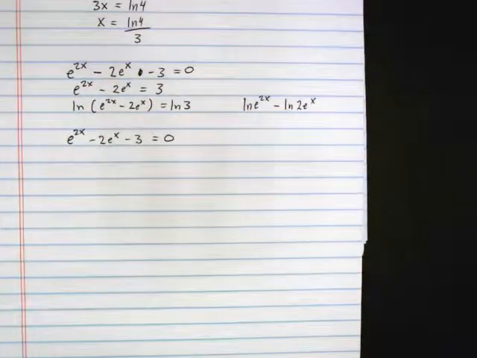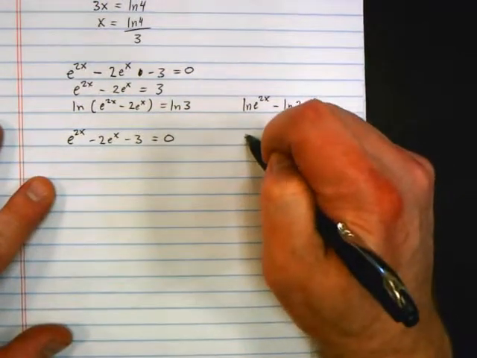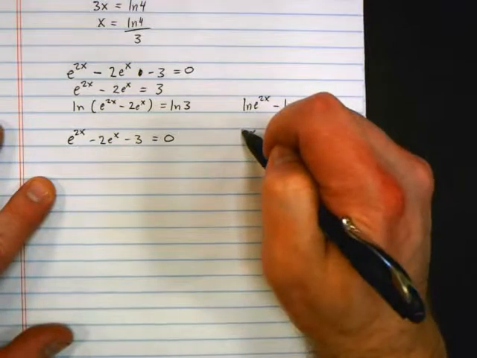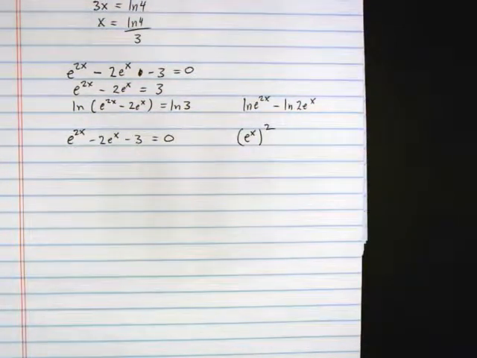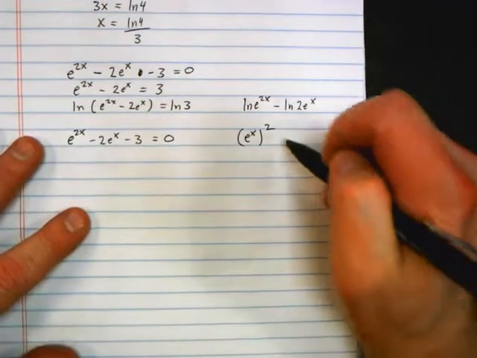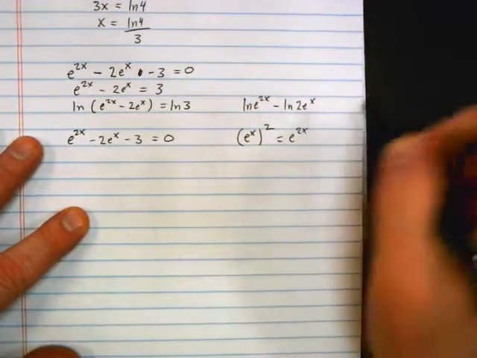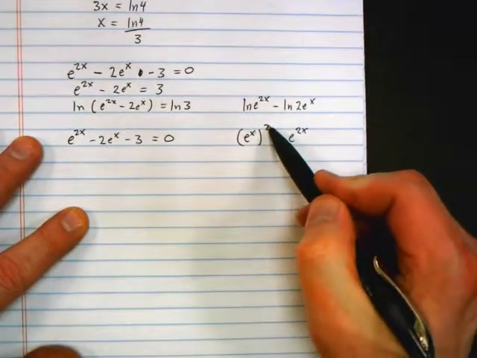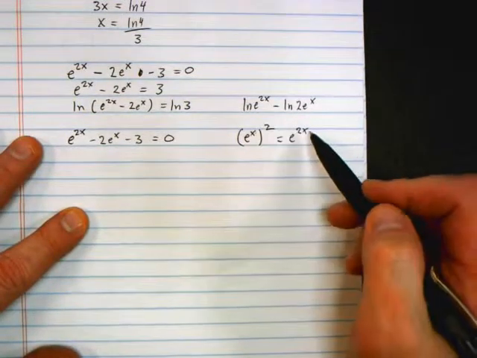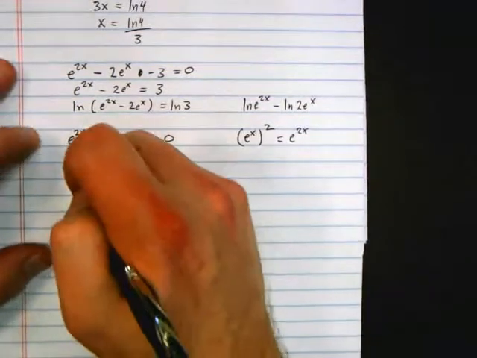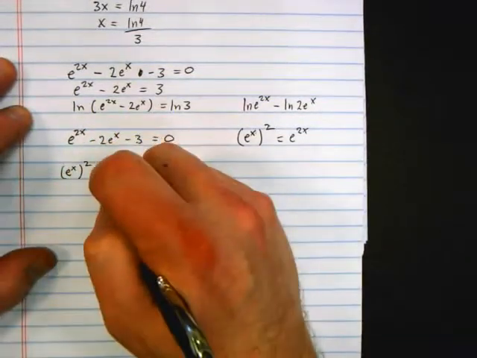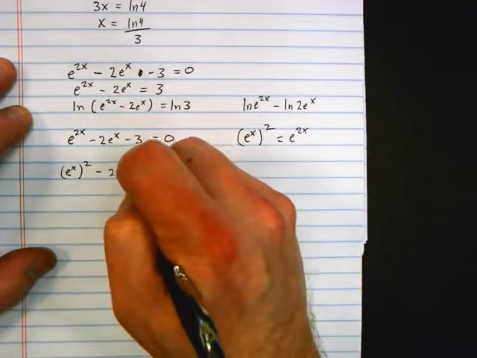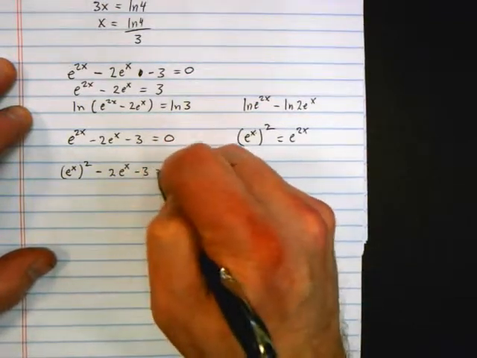All right, well, here's the deal. What happens if I take e to the x and I square it? That's e to the 2x, isn't it? Because when you have a power followed by another power, what do you do with your powers? You multiply them. So on the left-hand side, this is e to the x squared minus 2e to the x minus 3 equals 0.